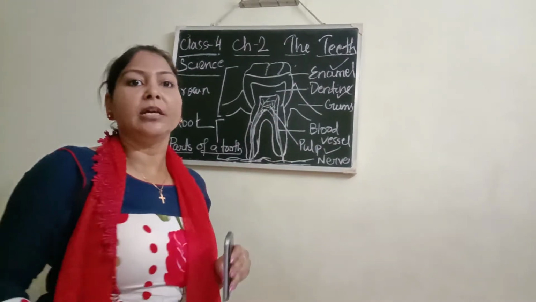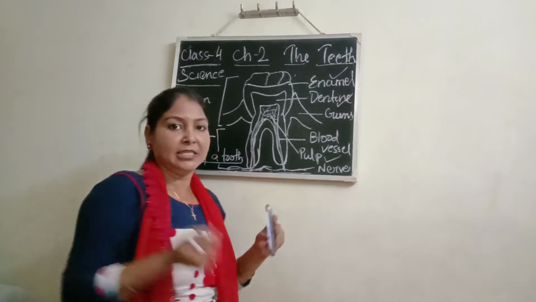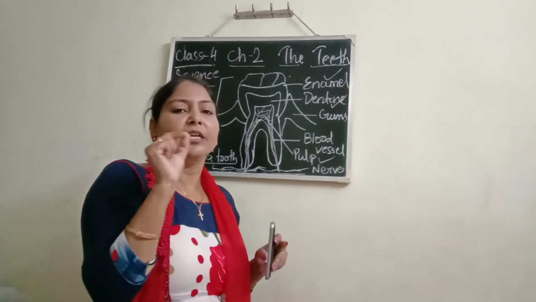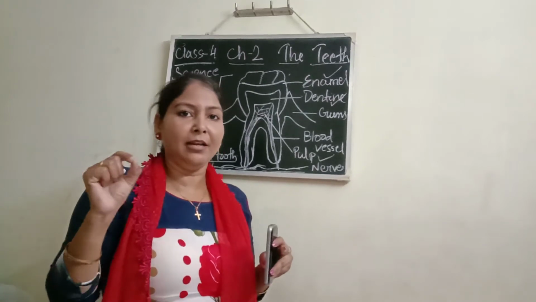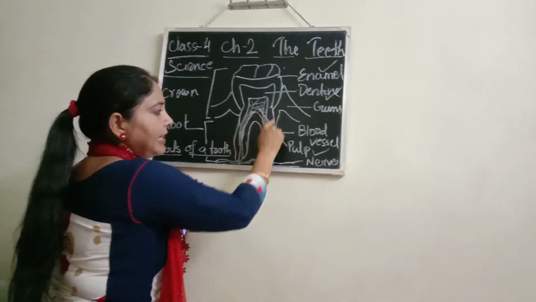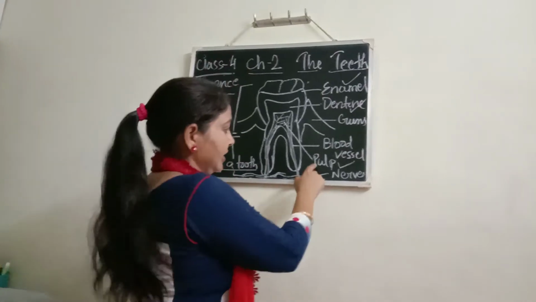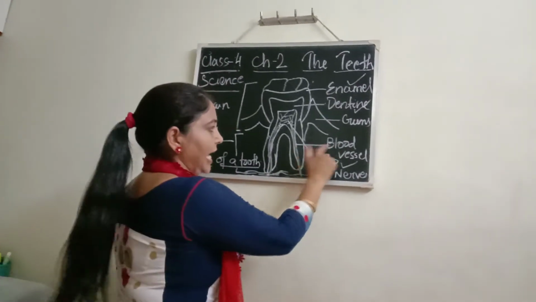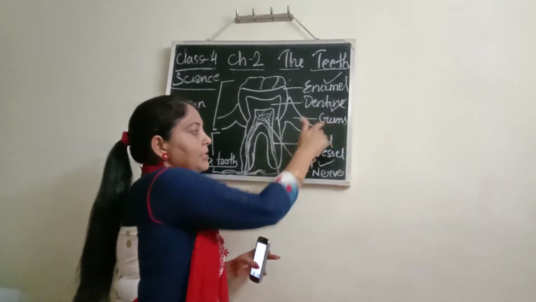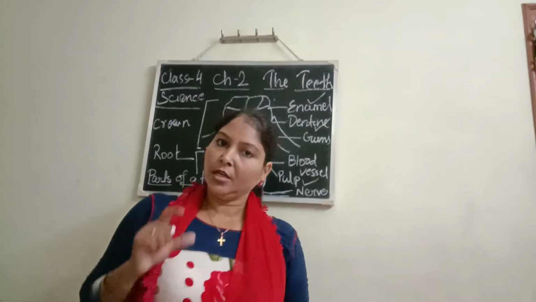So enamel is what? Enamel is that white shiny part which is visible. That is enamel, and it is the hardest structure. Then below that we have a little pale yellow color part which is called dentine. And then you have in the central part of a tooth which is pulp, and then these are the accessory parts, gums, blood vessels, and the nerves. So this is the basic structure of a tooth.